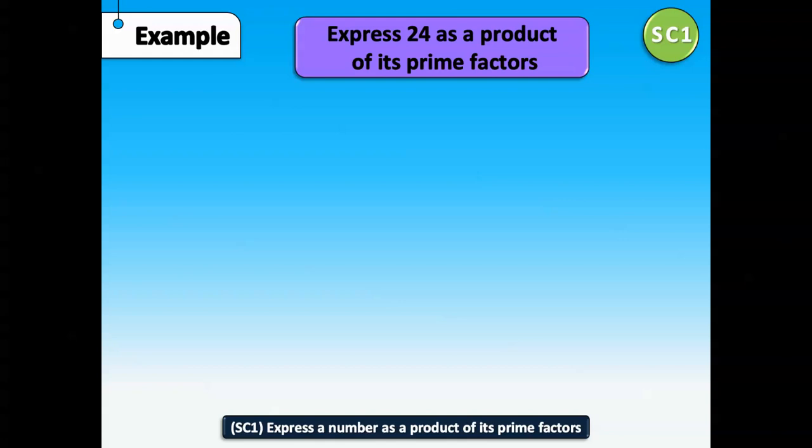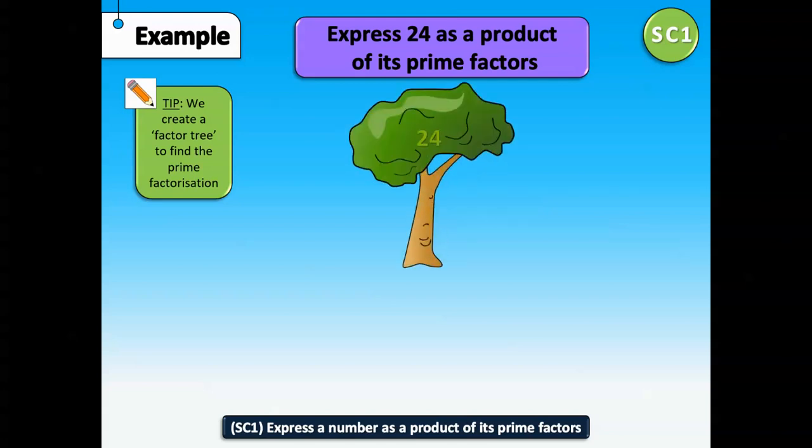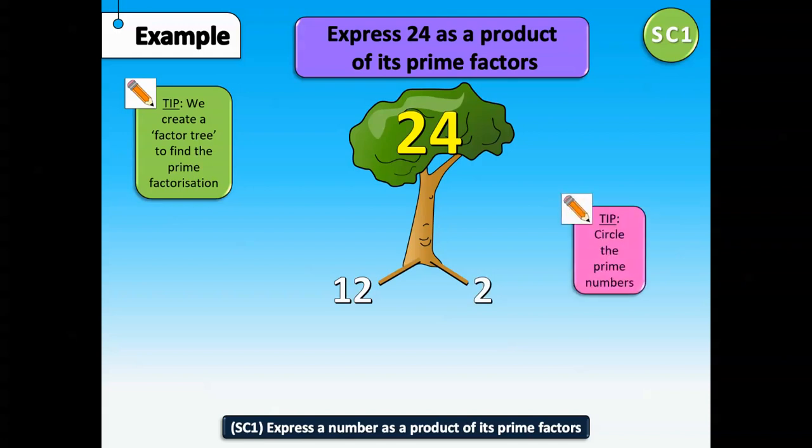So if we want to express 24 as a product of its prime factors, we create a factor tree to find the prime factorisation. So we start with 24, and we think of 2 numbers that will multiply together to make 24. So I've gone with 12 and 2. Now if either of these are prime, we need to circle them. Well, 12's not prime, but 2 is prime. So I circle 2.